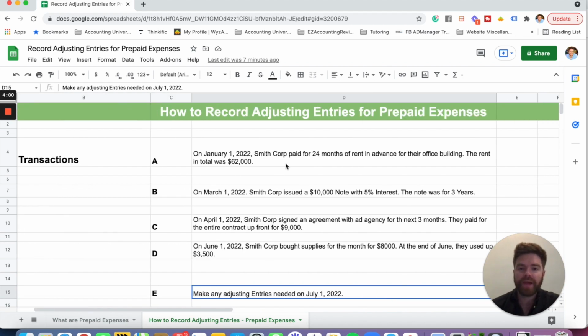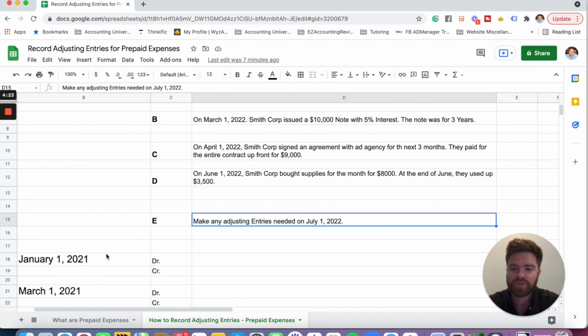So right now on January 1st, Smith Corp paid for 24 months of rent in advance for the office building. 24 months up front. The rent in total was $62K. So they paid up front for that rent for 2 years. So how do you record the initial transaction for that prepaid expense? We'll scroll down here. We'll go to the January 1st category, debit and credit.